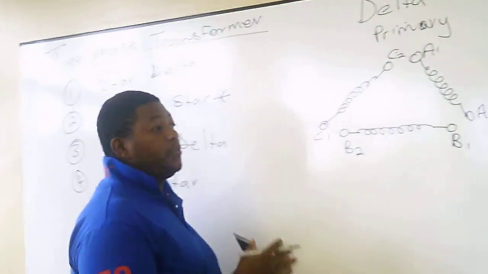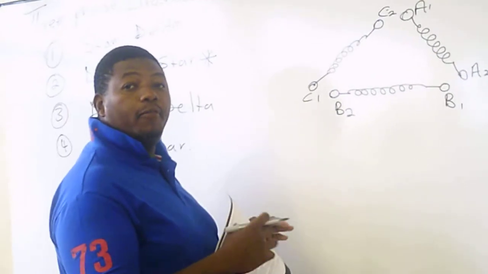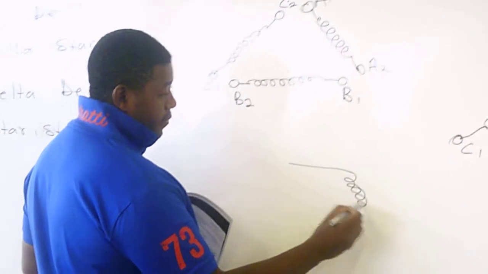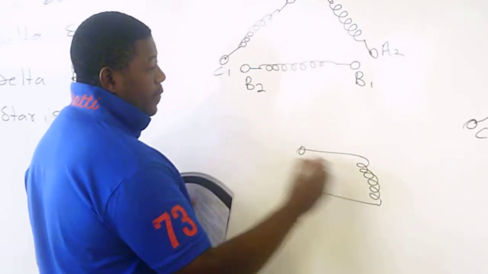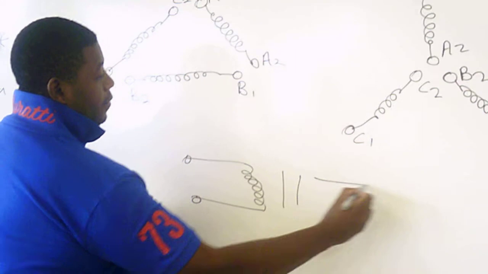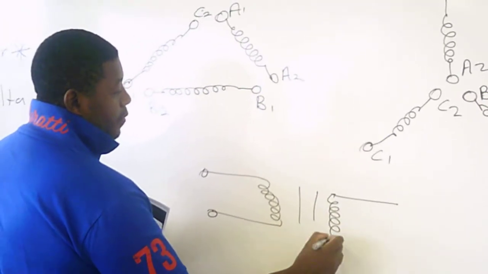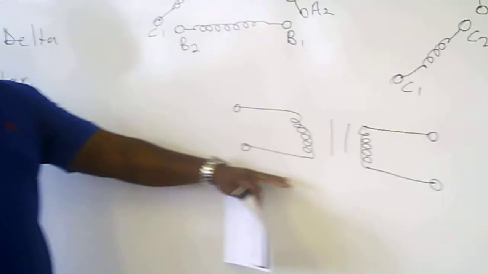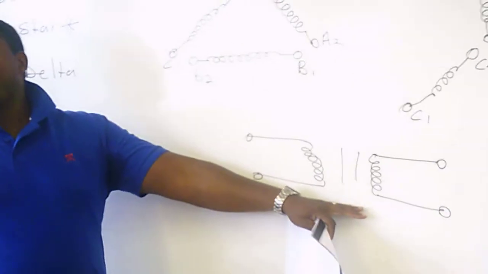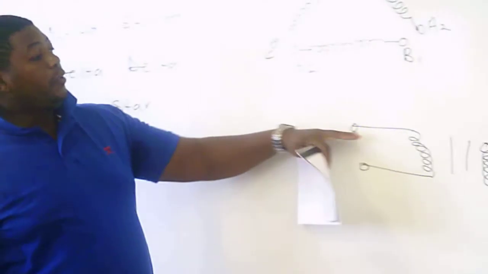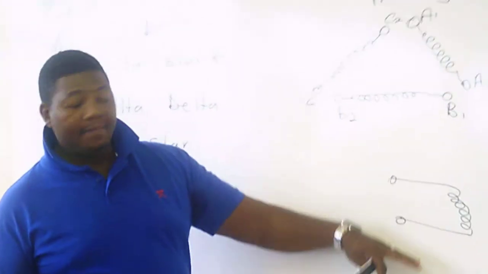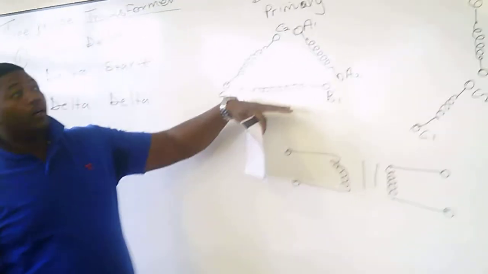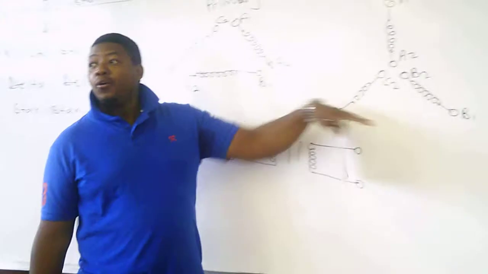Now, in practice, when we take a look at the symbol for a single-phase transformer, this is what we have. We are all familiar with this symbol, and we normally draw it for what? For a single-phase transformer. Now, I'm going to draw three single-phase transformers so that I can wire them together to give us what we call a delta-star connection.